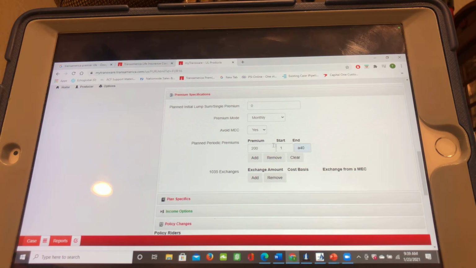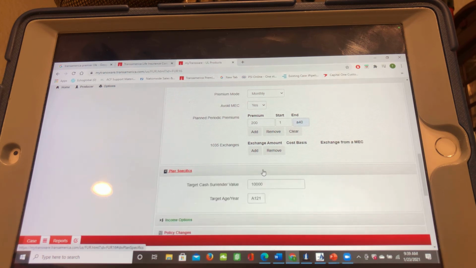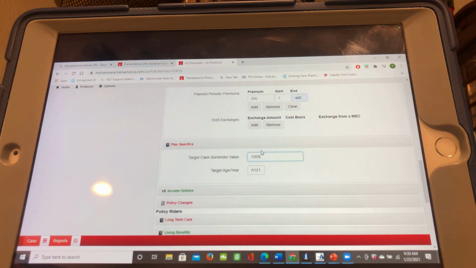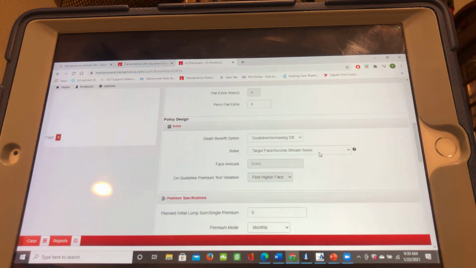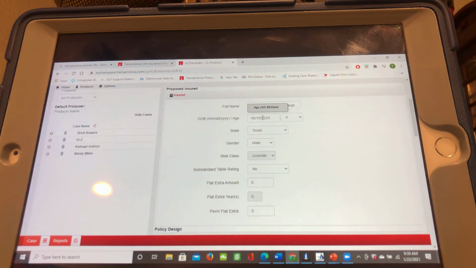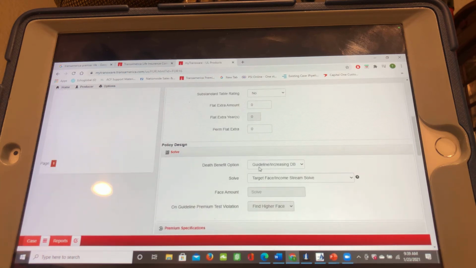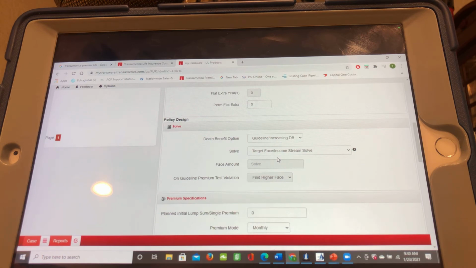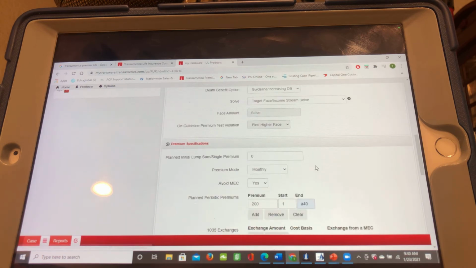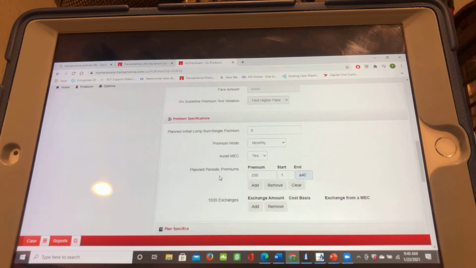All right. So $200 a month from now to the age of 40. Plan specifications. Just change that to 1,000. Okay, let's go back up. Let's make sure we got everybody on the same page. So he wants to go to college. Juvenile. Okay. Guideline. Increasing death benefit. Target face income stream solve. Question. And income stream solve. Hold on, please. Okay. Premium mode monthly. And the plan premium is just going to put $200 from now until 40.